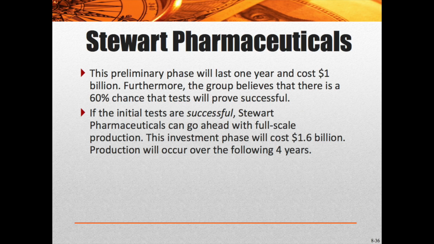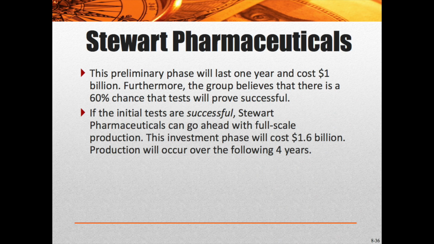The first thing is the preliminary phase will last 1 year and cost $1 billion. Furthermore, the group believes that there will be a 60% chance the test will prove successful. Of course, the alternative to that is 40% of the time you're going to lose $1 billion. So that's a very important statistic that we're looking for in this, the probability of success and failure. That is the risk you're taking.